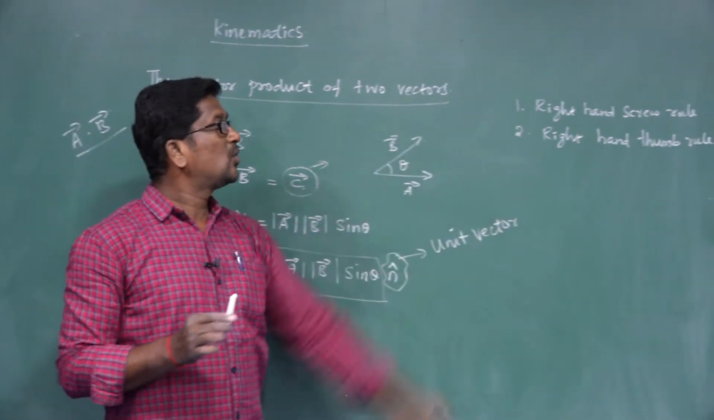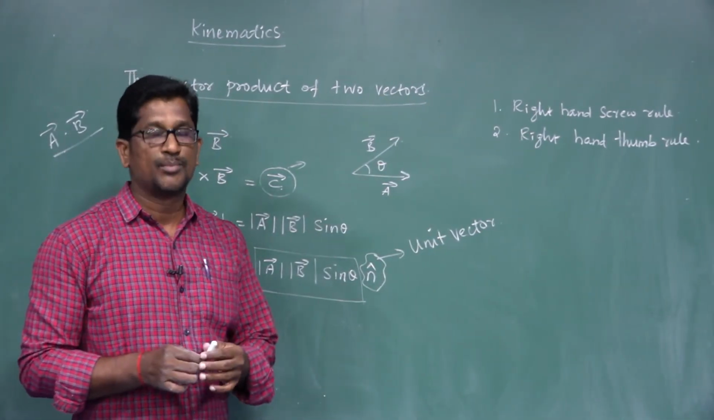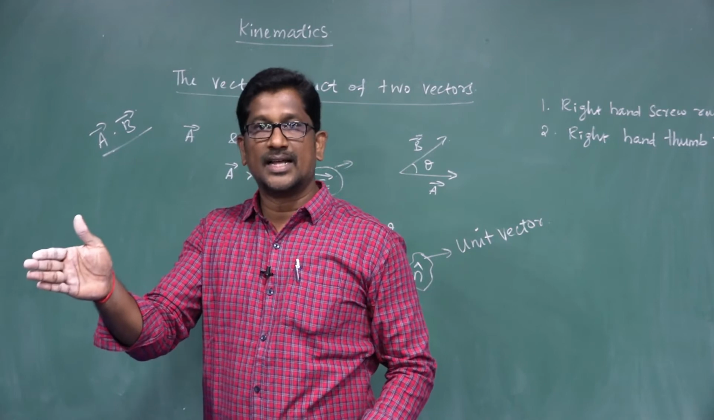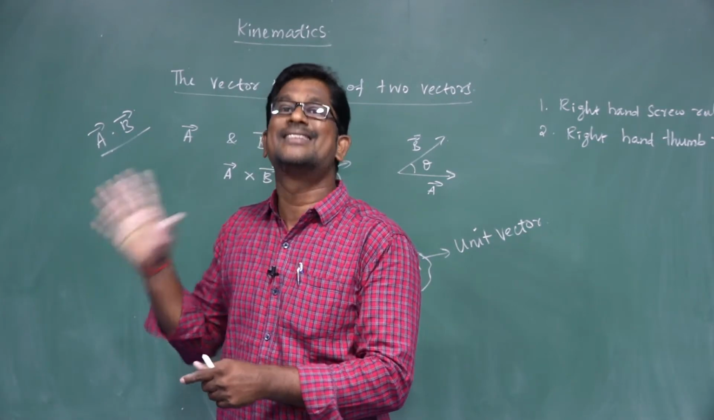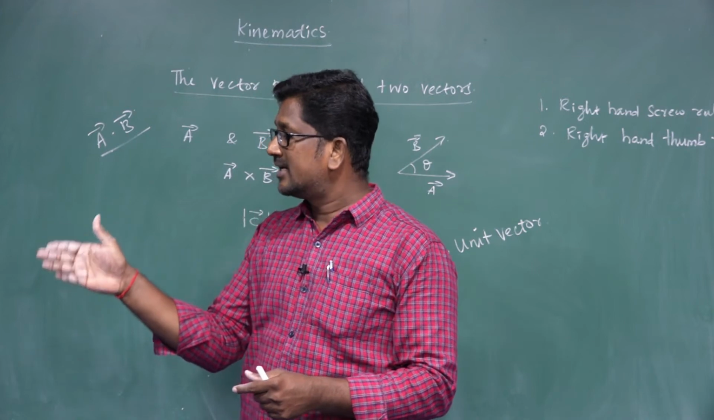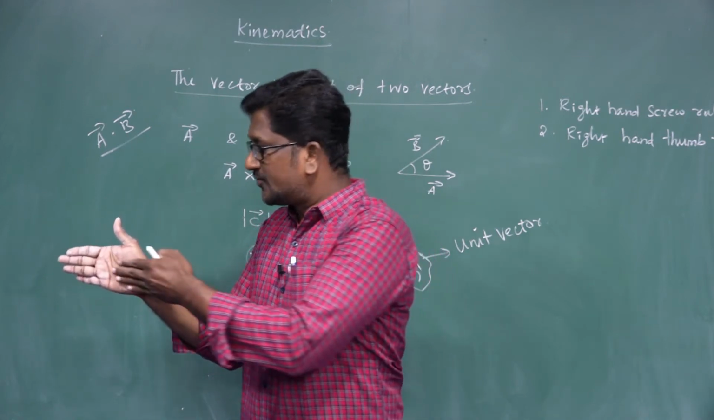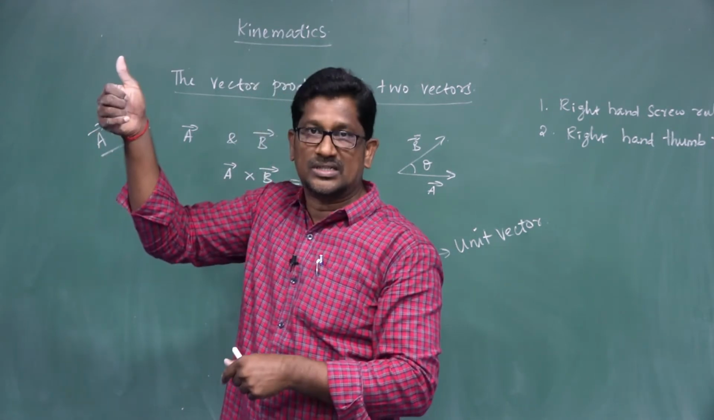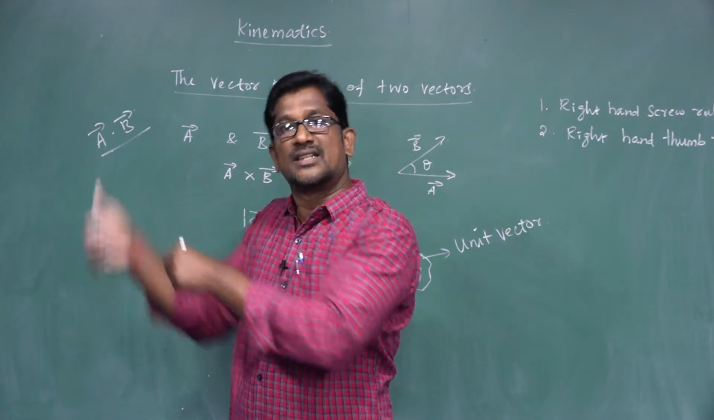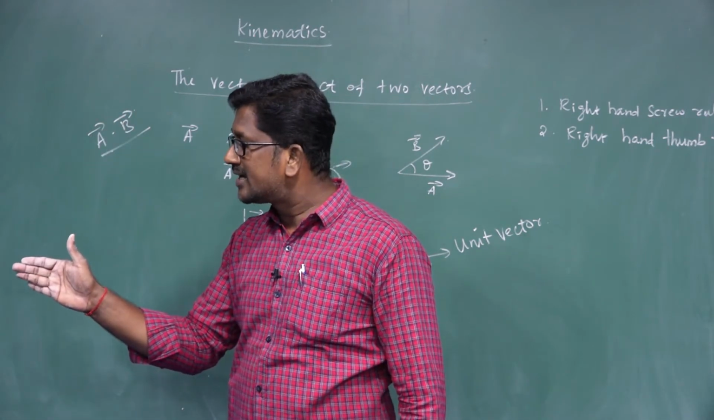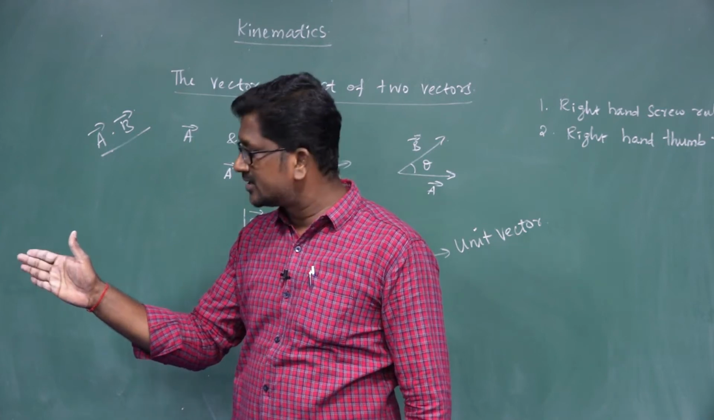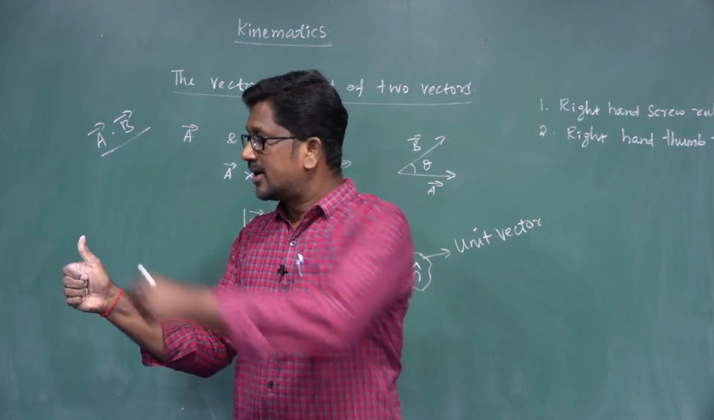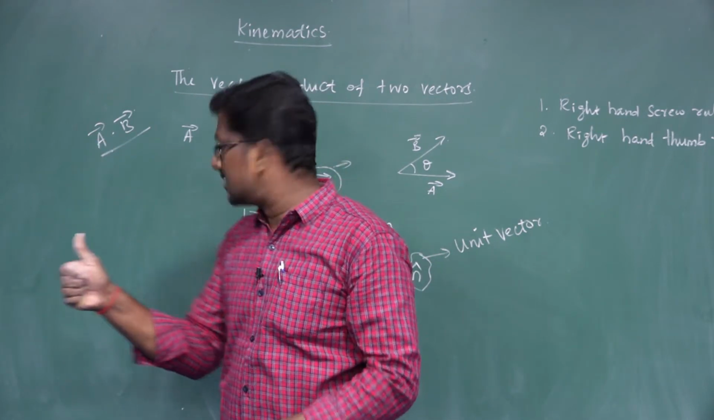Right. And the second one is the right hand thumb rule. Suppose the A vector is acting along this direction and B vector is acting like this. Suppose the angle between these two vectors is theta. The right hand is held like this. That is, the finger points along the direction of A vector and the thumb is extended upwards. Now the finger is curled like this, that is from the direction of A vector to B vector. And the extended thumb represents the direction of C vector.